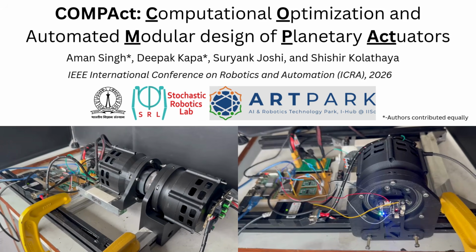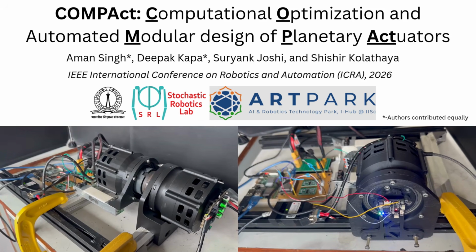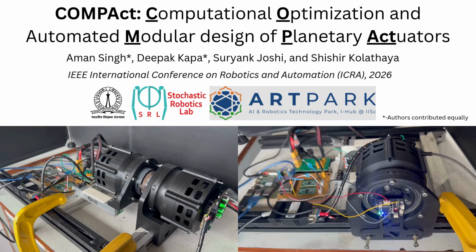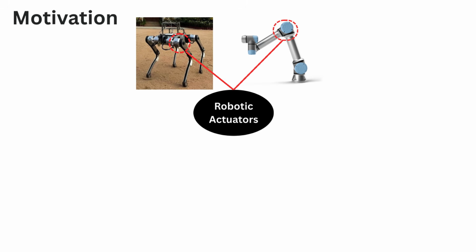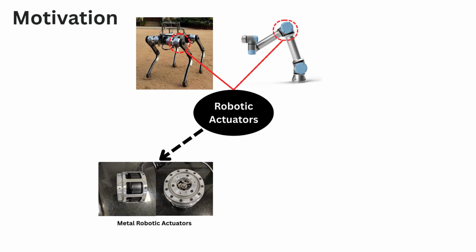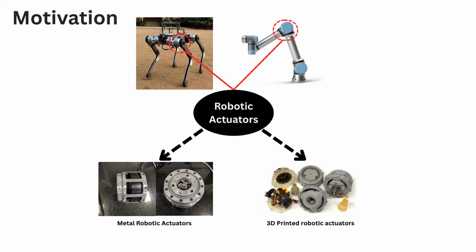Compact, computational optimization and automated modular design of planetary actuators. Robotic actuators are one of the most critical mechanical components of a robot. Precision manufactured metal actuators offer high performance, but there is increasing interest in 3D printed actuators due to their ability to enable rapid prototyping, lower cost, and faster design iterations.